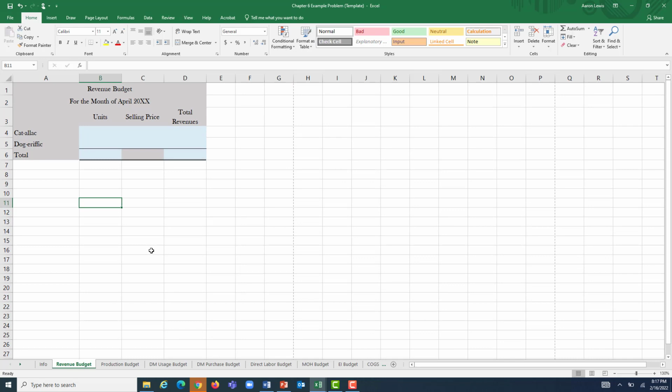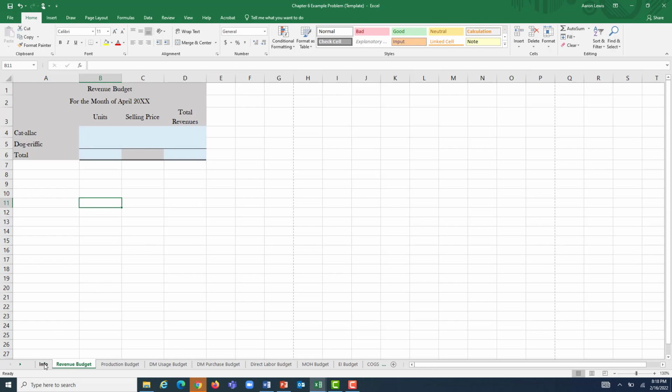We have two different types of units. They each have their own respective selling price, because we wouldn't sell a dog carrier for the same price we sell a cat carrier for. They're much larger. So if we just take the number of units of each that we're proposing we're going to sell, our sales managers come through and say we think there's demand for this, multiply that by our expected selling price for each respective model, we get how much we're going to expect to record in total revenue.